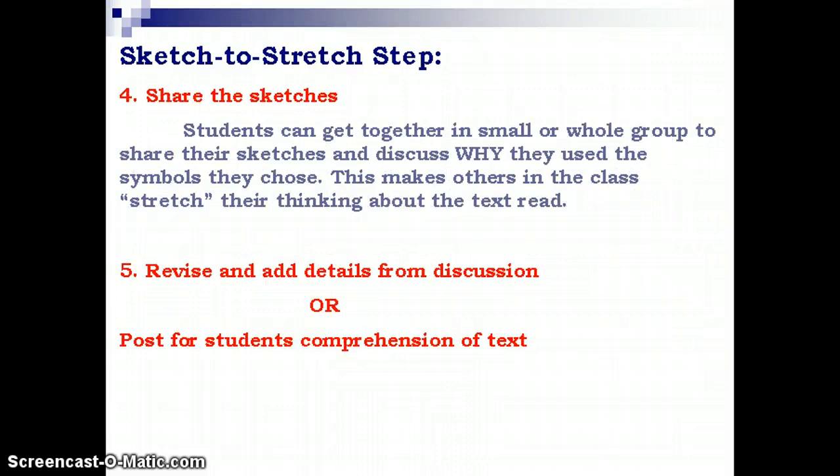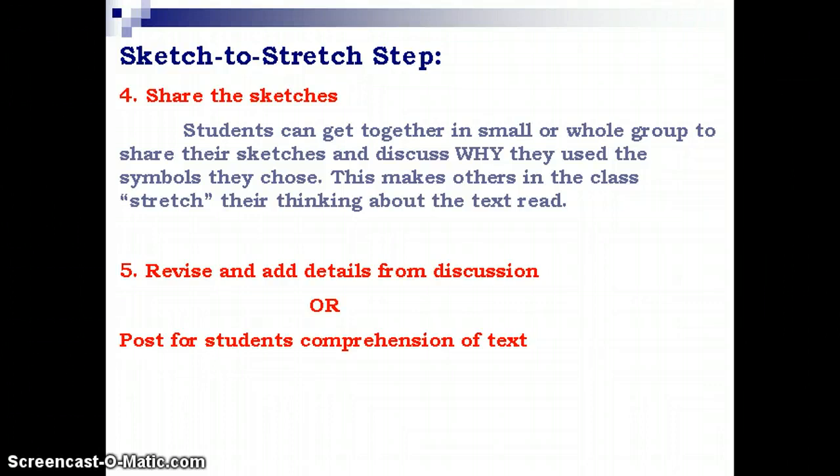Step 4, after they draw their sketches as a small group, they are going to take that sketch and share that sketch to the whole group or other small groups. This is a very important part. The sketches are explained and discussion happens of why they used the symbols they chose. This makes others in the class stretch their thinking about differences between feelings of the text they read.